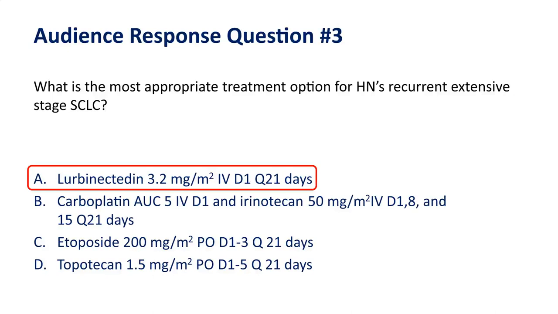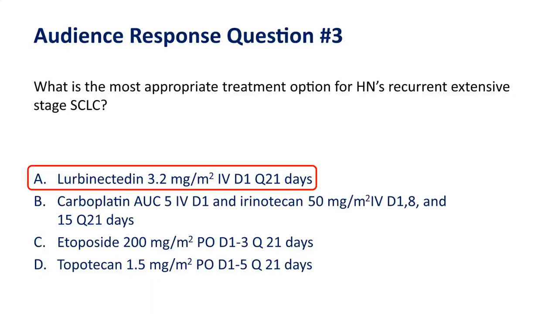The correct answer is A. Lurbinectedin is approved for relapsed refractory small cell lung cancer. Topotecan, both oral and IV formulations, are recommended as an option for single-agent therapy for relapsed disease that is platinum resistant. However, the dose recommended in option D is for the IV administration and not PO administration.